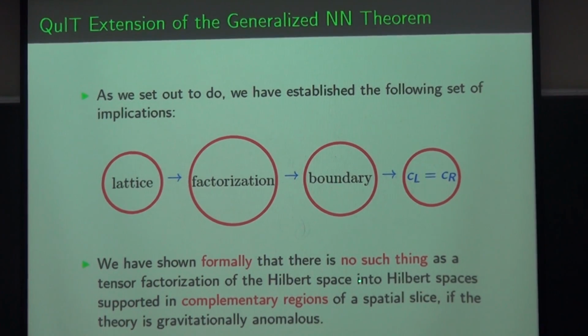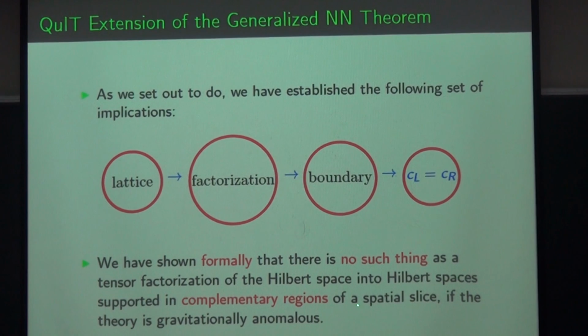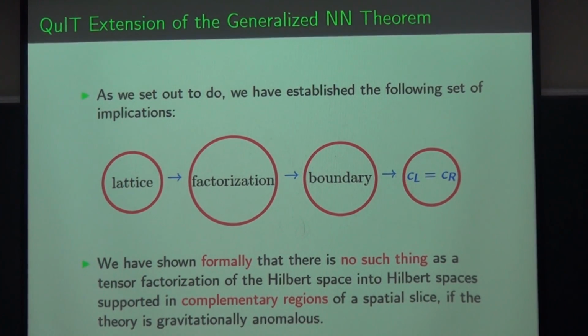And we've shown formally that there's no such thing as a tensor factorization of the Hilbert space into Hilbert spaces supported in complementary regions of a spatial slice if the theory is gravitationally anomalous. So now maybe a lot of you are asking, is this boring? I'm bored. I want to go home because they're just saying formal mathematical boring things. At least that's what I would be saying if I were you.